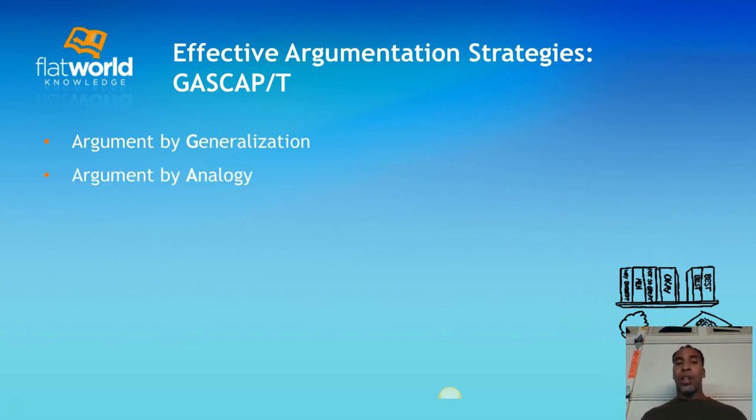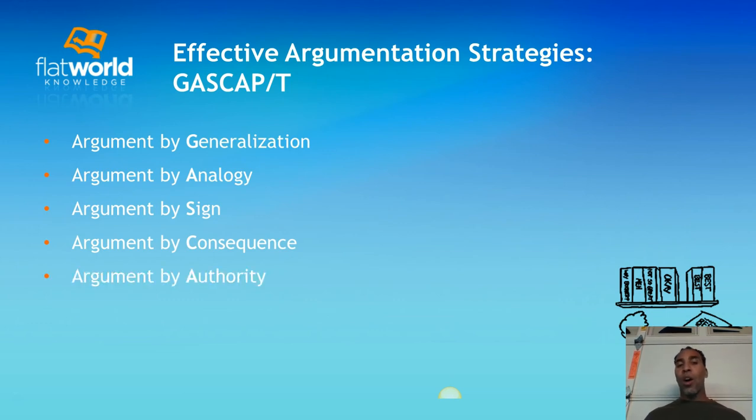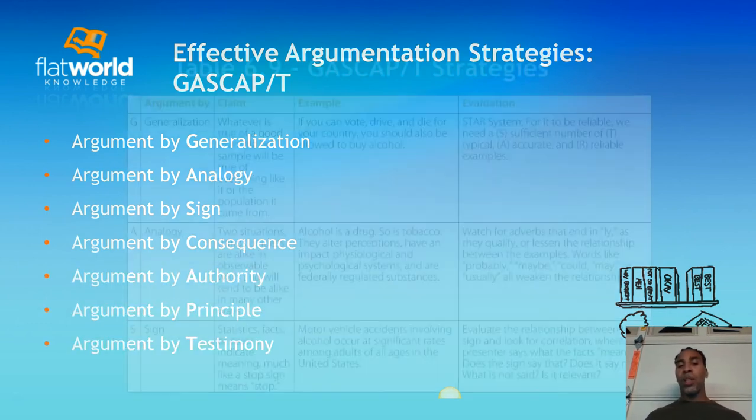Argument by generalization, argument by analogy. These are effective argumentation strategies. Don't go use this on your boyfriend, girlfriend, spouse, whoever. Argument by generalization, argument by analogy, argument by sign, argument by consequence, argument by authority, by principle, testimony.